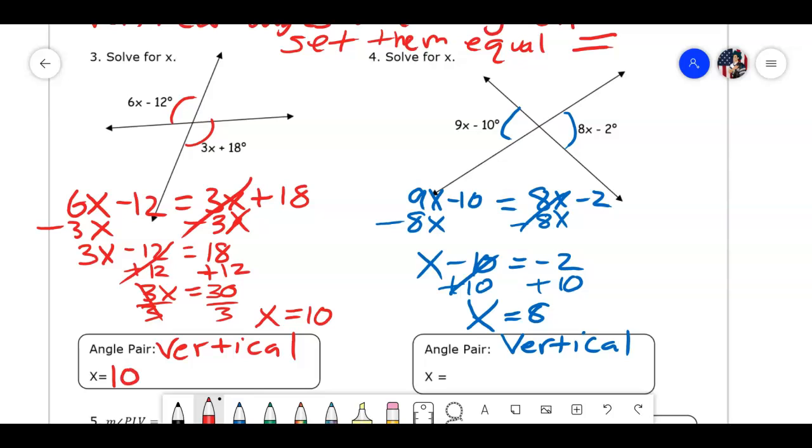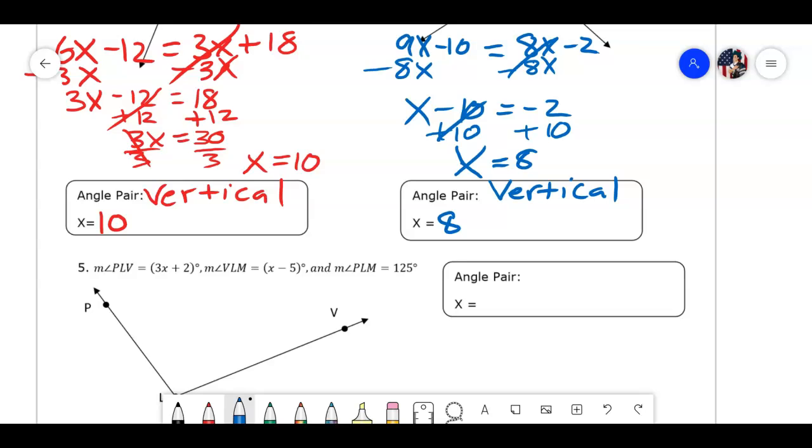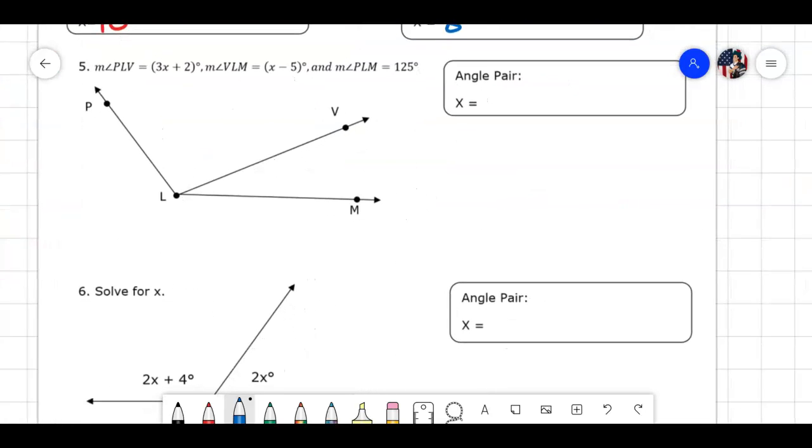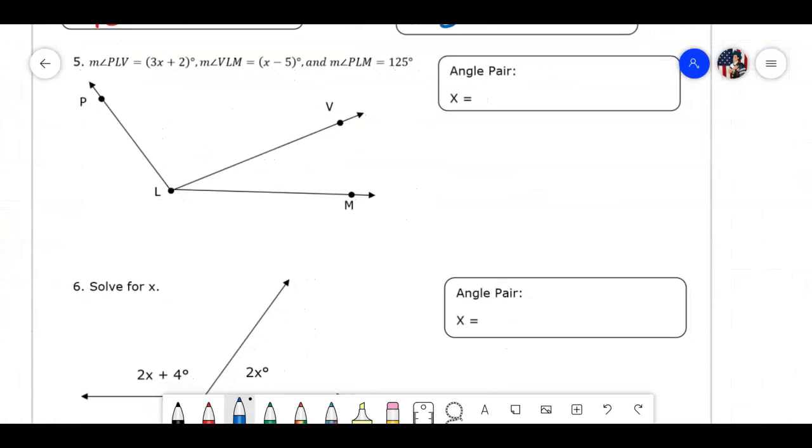X was 10 over here. X is 8 over here. So when you see vertical angles across from each other, you have to set them equal. Solve for x. Now last two, these are angle addition postulate. Okay? So I'm telling you on these last two, when you have a part and a whole thing, you got to do angle addition postulate. So let's label what they give us.